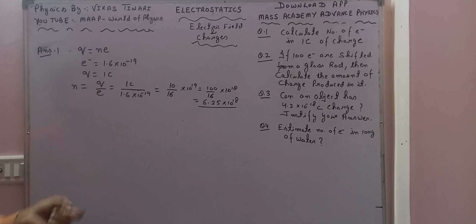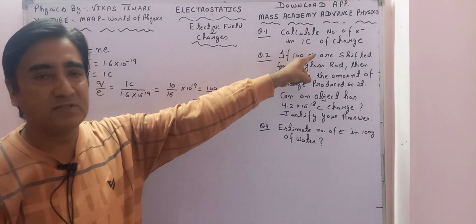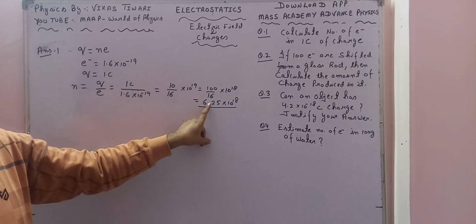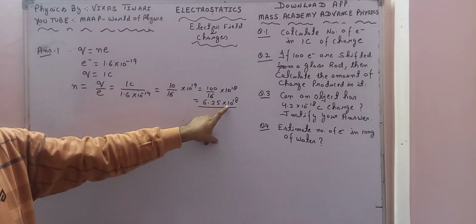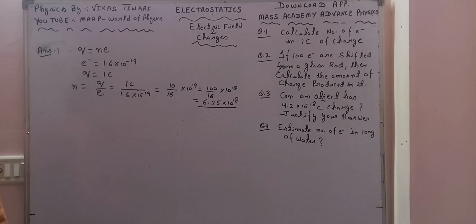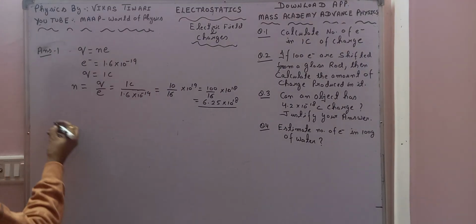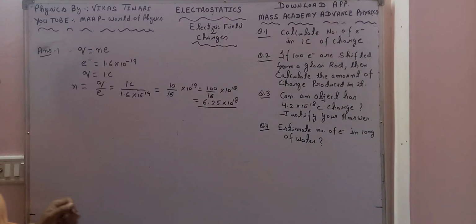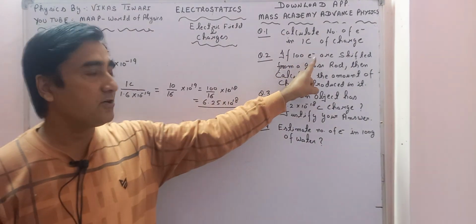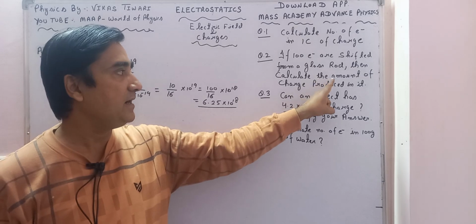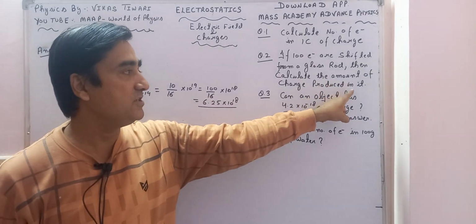So this is the explanation of the very first question: calculate the number of electrons in 1 Coulomb of charge. You can write that the number of electrons in 1 Coulomb is equal to 6.25 into 10 raised to power 18. Okay, now if we move to the second question, what is the second question? If 100 electrons are shifted from a glass rod, then calculate the amount of charge produced in it.